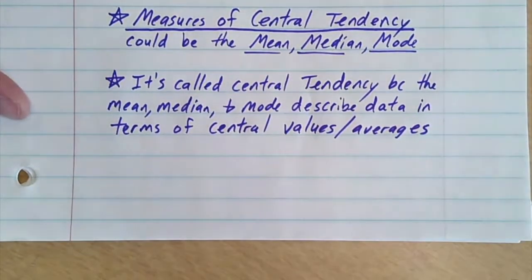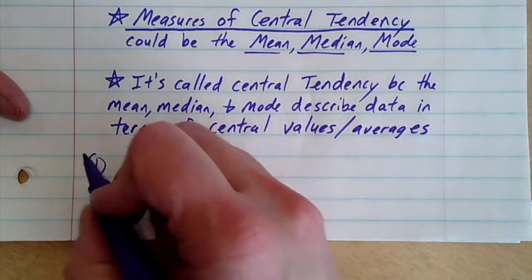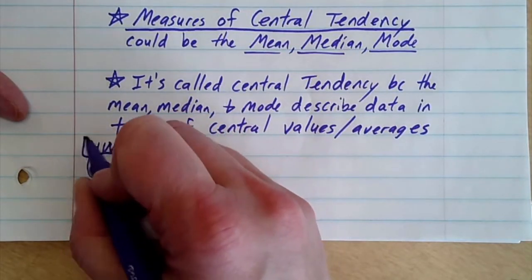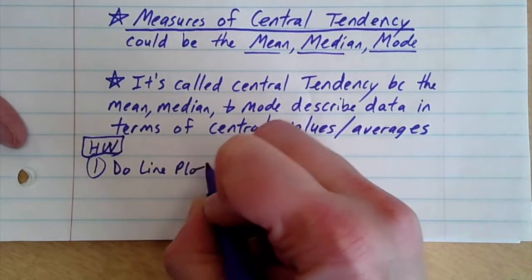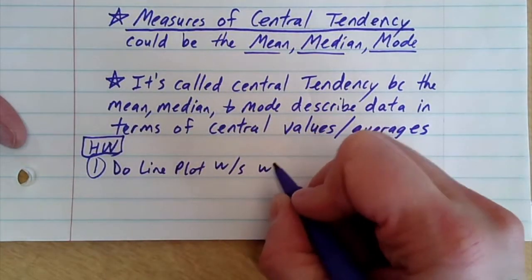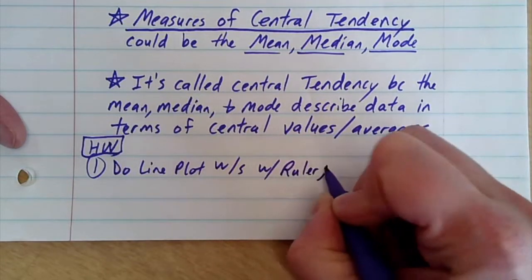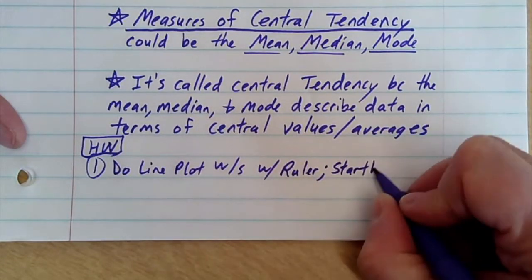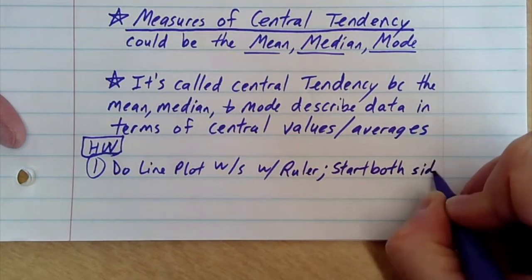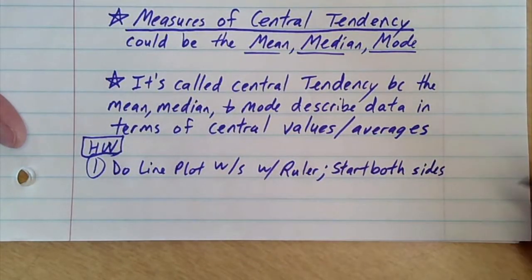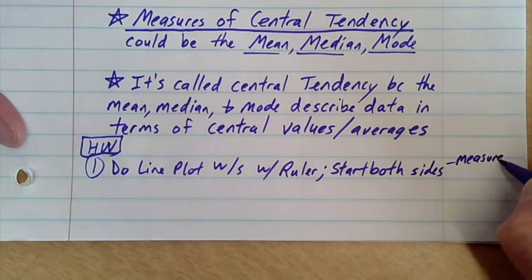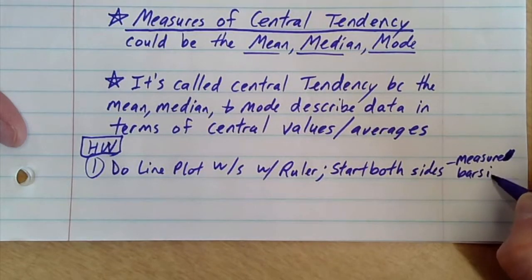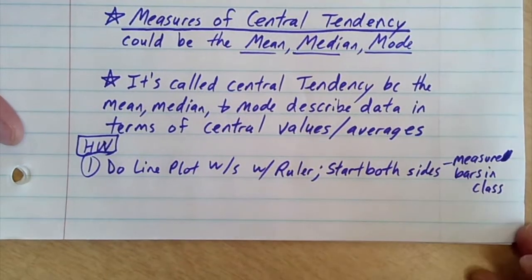The homework that goes with this, the first thing for homework I'm going to help you get started with, we are going to do the line plot worksheet with a ruler. And we will start both sides. These are the ones where you're going to have to measure the bars in class. So I will write measure the bars in class. So I'll provide the ruler.